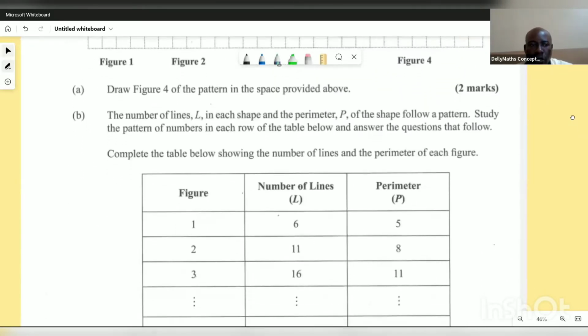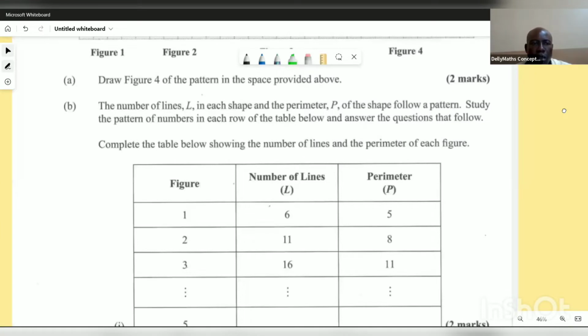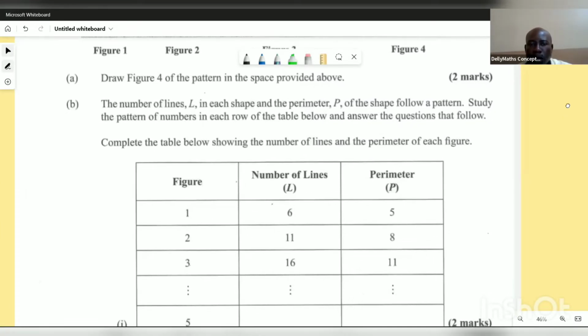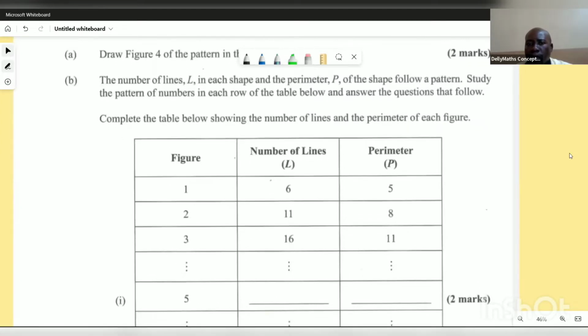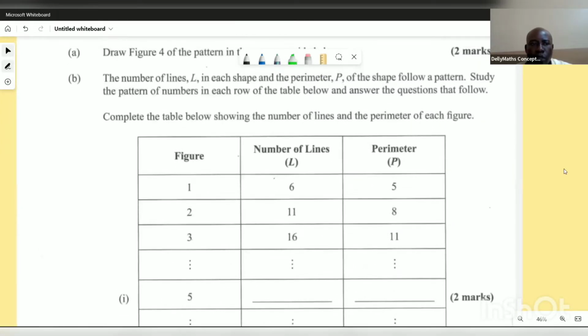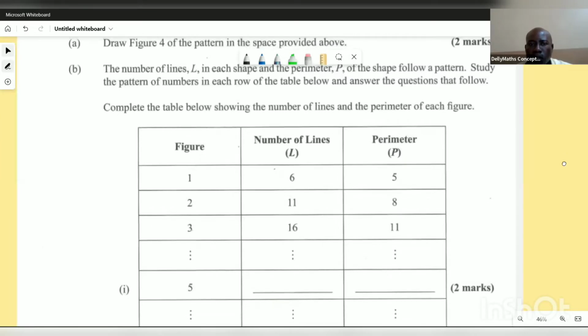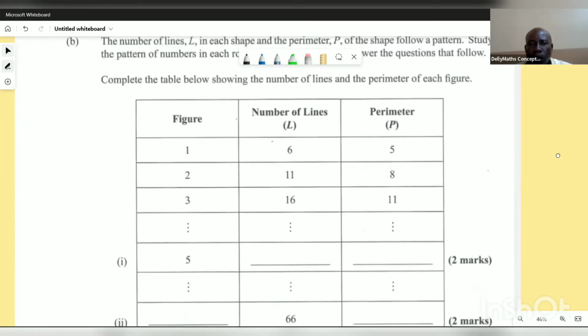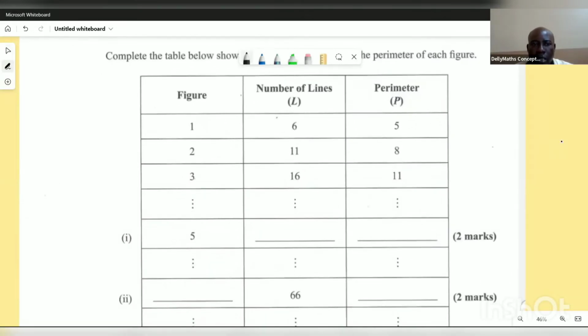All right, the next question says B, the number of lines L in each shape, and the perimeter is P, and the following pattern below. Study the pattern of the numbers in each row of the table, and then we're going to respond. So we want to complete this table. Look at the pattern. There is always a direct relationship between the first column and the second column here. Also, there is a direct relationship again between the first column and the third column. So there is always a direct relationship between the first column and the other columns every single time.